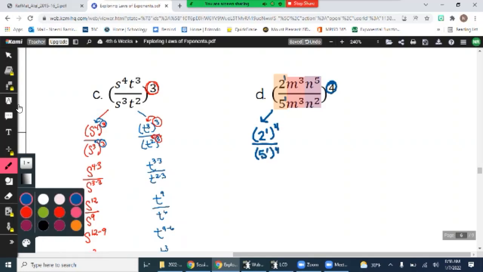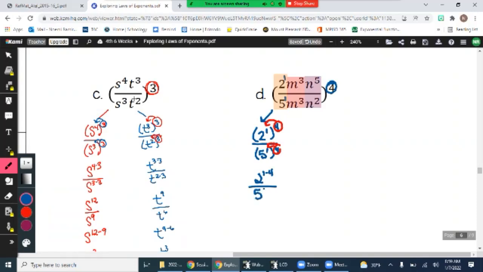on the outside. Anytime you have one base with two exponents, you multiply the exponents. So 2 to the power of 1 times 4 over 5 to the power of 1 times 4. 1 times 4 is 4, so that gives us 2 to the 4th. 1 times 4 is 4, 5 to the 4th.